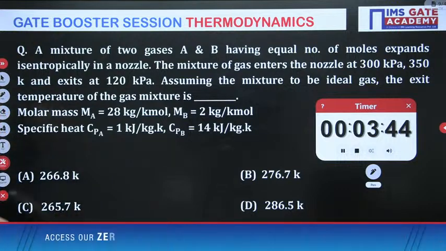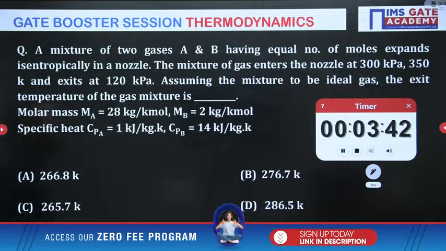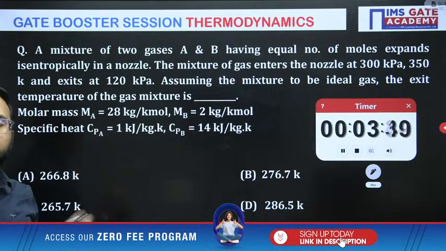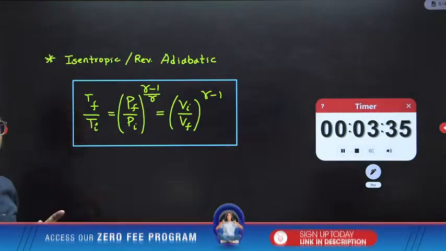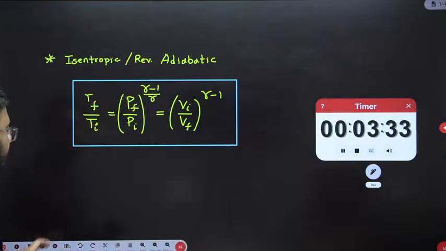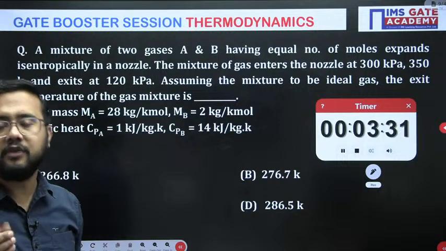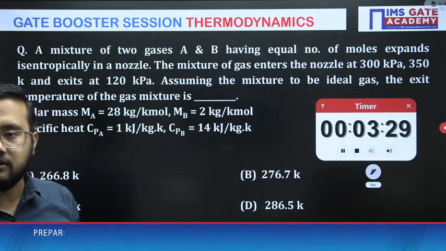So they are asking the temperature of the gas mixture at the exit. Now, isentropic process they have mentioned, fine. So directly I can use this relation. But the problem is gamma is not given. Gamma of a mixture we have to find out first. I have given you the hint also.